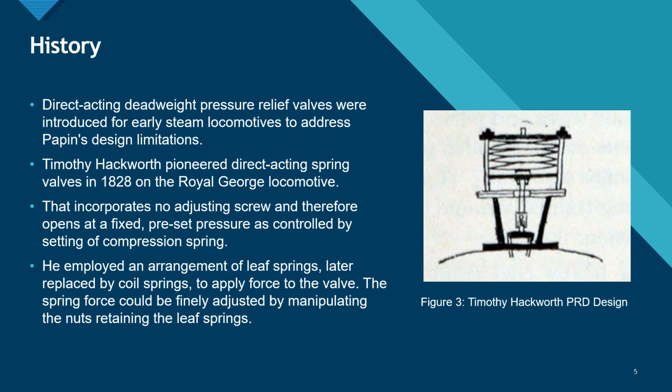Later on in history, direct-acting deadweight pressure relief valves were introduced for early steam locomotives to address Papin's design limitations. Timothy Hackworth pioneered direct-acting spring valves in 1828 on the Royal George locomotive. This design incorporates no adjusting screw and therefore opens at a fixed, preset pressure as controlled by the setting of the compression spring. He employed an arrangement of leaf springs, later replaced by coil springs, to apply direct force to the valve. The spring force could be finely adjusted by manipulating the nuts retaining the leaf springs.